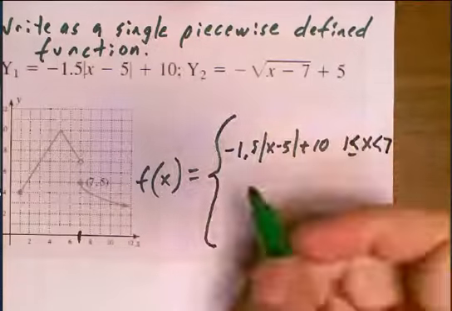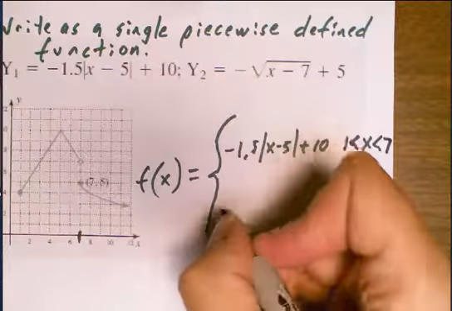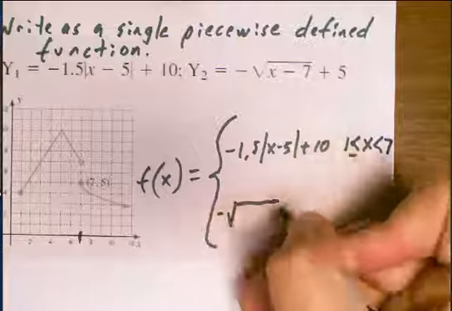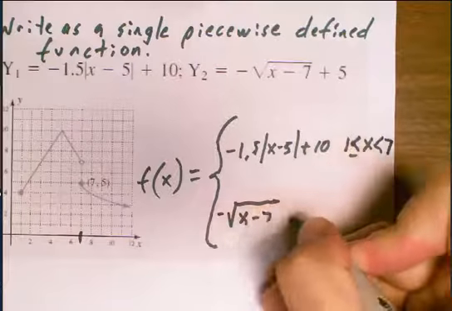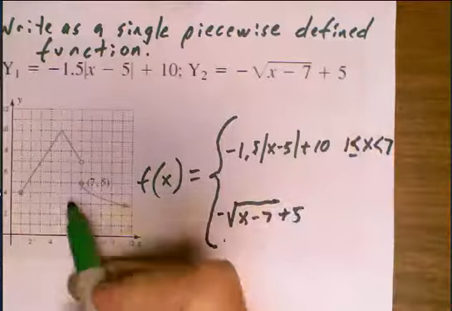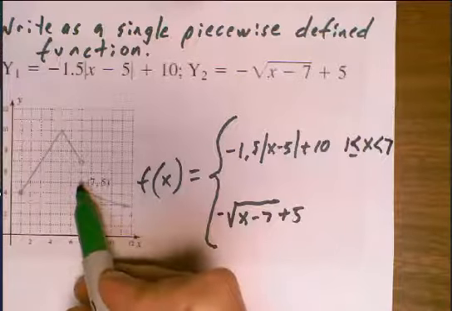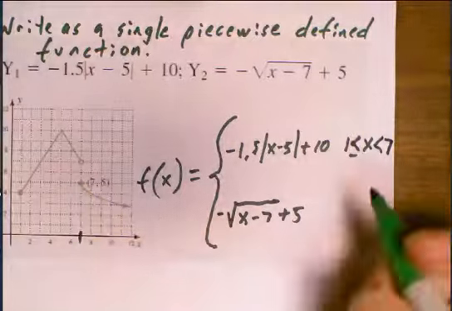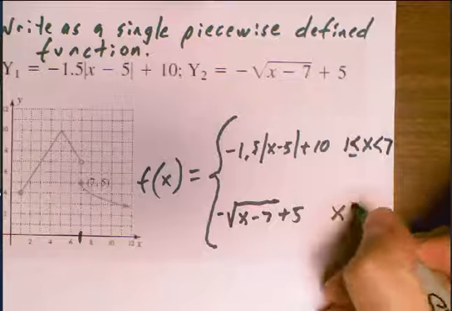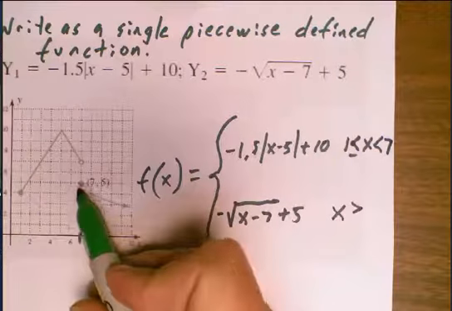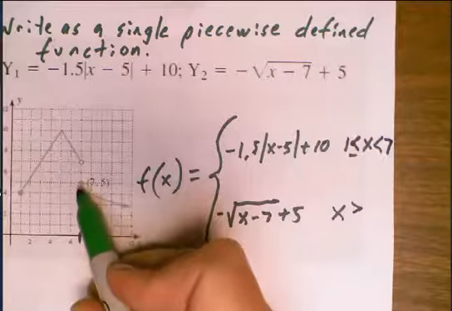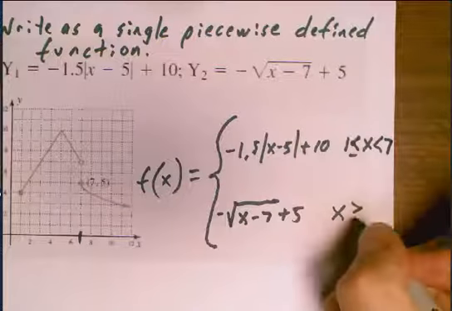And then it's equal to this other piece, negative square root of x minus 7 plus 5, for everything where x is greater than 7. Can it equal 7? Yes, because it's the dark dot. So x is greater than or equal to 7.